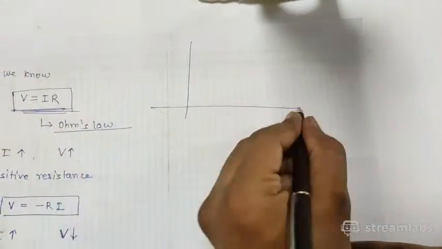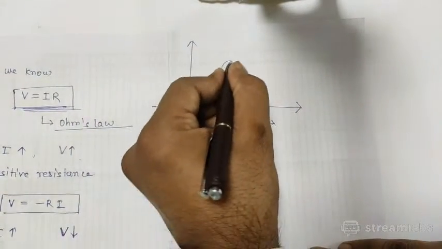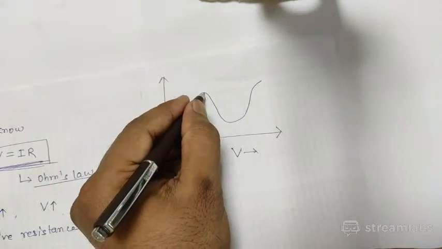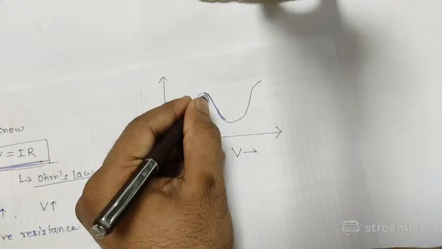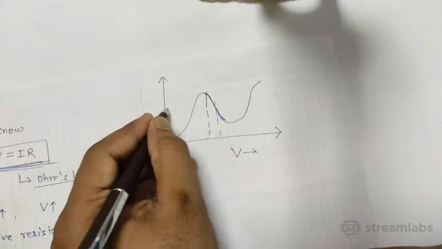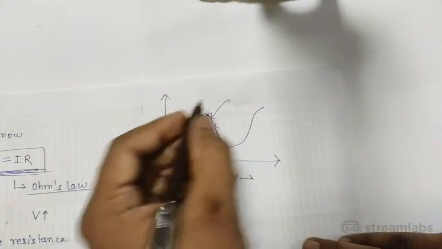But in a tunnel diode the characteristic is like this. When you increase the voltage, the current goes up, and after some time it starts decreasing like this. In this situation, the resistance becomes negative, because we are increasing the voltage but the current is reducing. So here the resistance is negative.